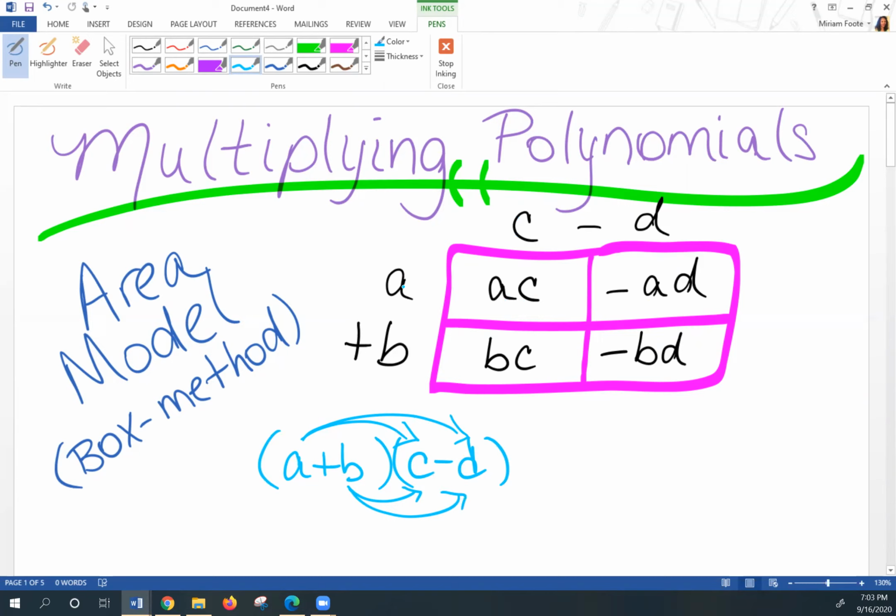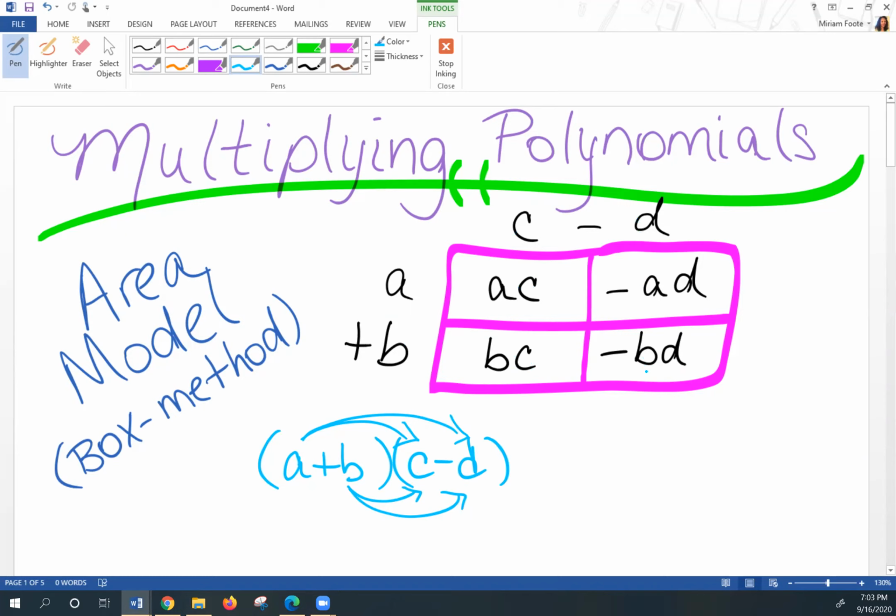So what I'm doing is taking everything from this row and multiplying it by each column, a times c, a times negative d. And then I go down to the next one, which is what I did here, b times c. So I will go from b times c, which will give me this box, bc, and then b times negative d, which is the same thing as this, b times negative d, negative bd.